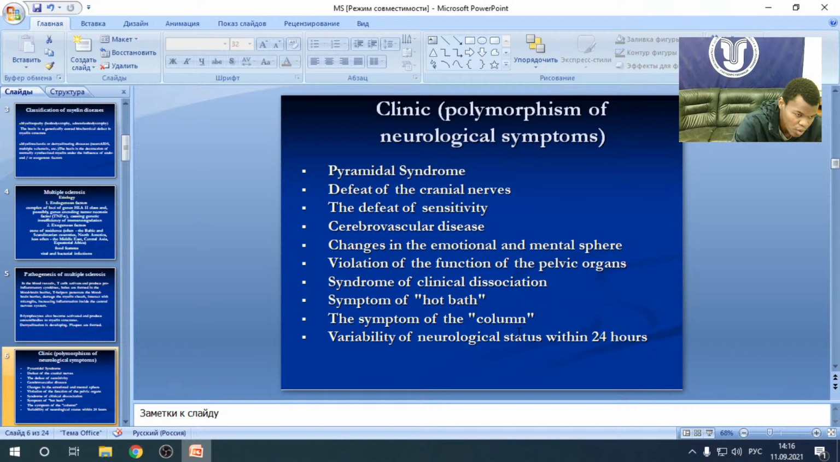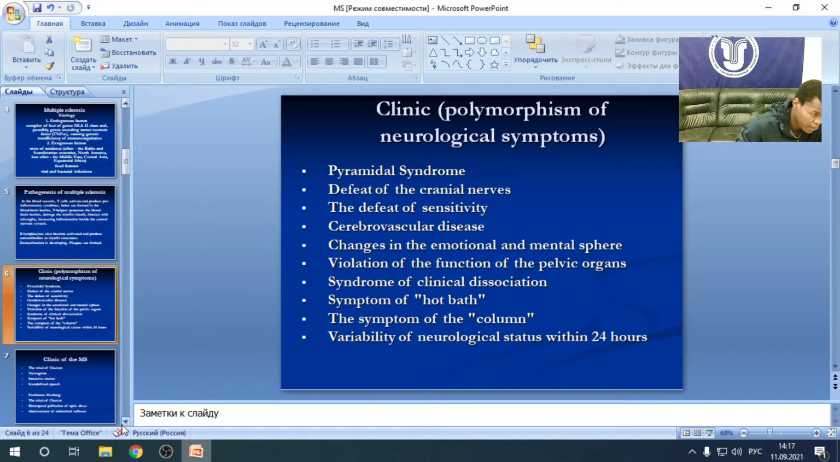You have symptoms of the hot bath. When the patient takes a hot bath, after taking the bath the symptoms will be increased, everything will be increased. You also have a symptom of the colon. You also have variability of neurological status within 24 hours. All those are the clinical features of MS.